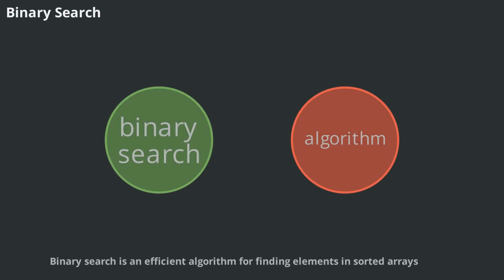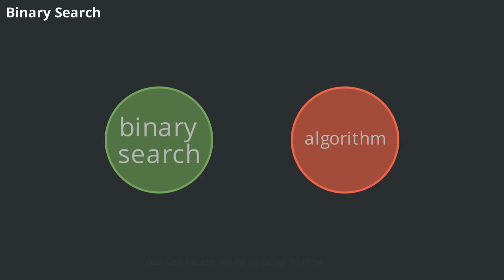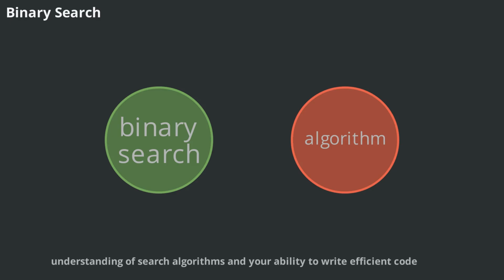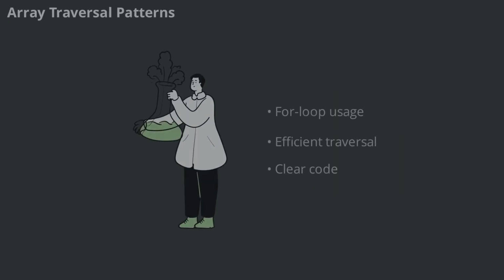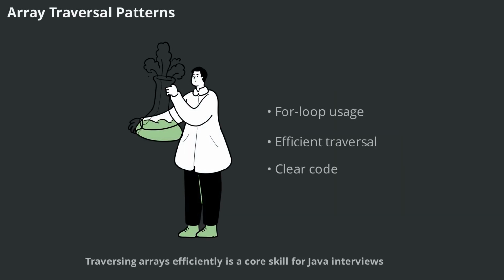Binary search is an efficient algorithm for finding elements in sorted arrays. By repeatedly dividing the search interval in half, you can locate items in O(log n) time. This technique is a favorite in interviews because it tests your understanding of search algorithms and your ability to write efficient code.